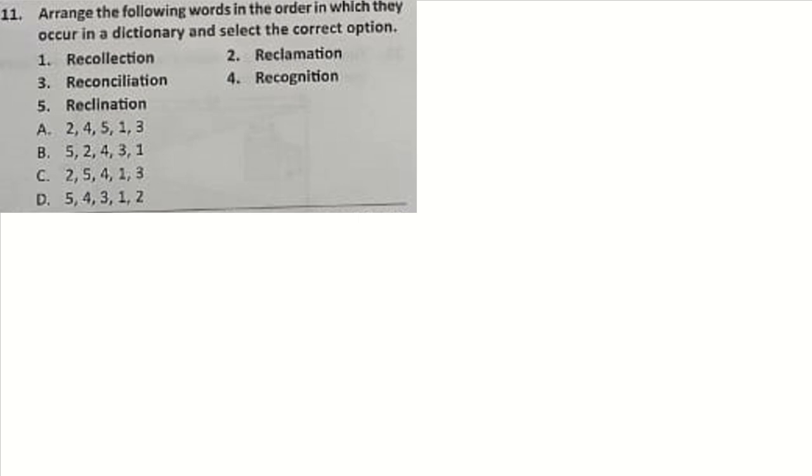Arrange the following words in the order in which they occur in a dictionary and select the correct option. So you can already see 3 of them are RECO and 2 of them are RECL. One is RECLA, which will come first, and then second will come RECLI. And so the order will be 2, 5, which we can already see is only in option C. So that is the correct answer. Then for the other 3, 4, 1, 3, you can check it is correct.